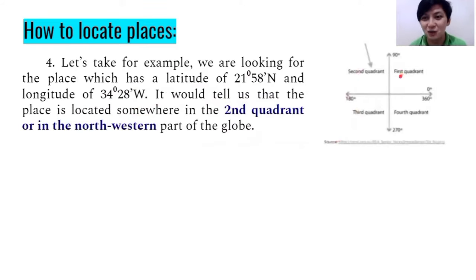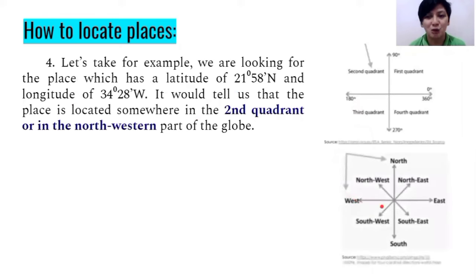Okay, so this is the first quadrant. This is the second quadrant, third quadrant, and fourth quadrant. So why is it at the second quadrant? Because we have north and then west. So meaning to say, it is located up of the equator and then left side of the prime meridian. Okay, so it is specifically located at the second quadrant.